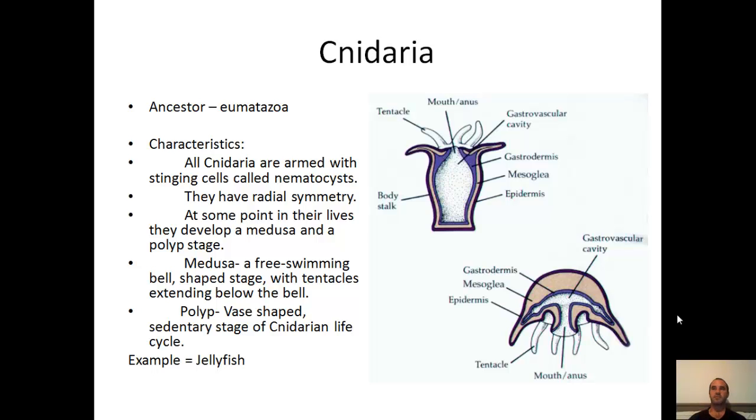And for any of these slides, if I'm going too fast, just pause it and make sure you get down all the info. You don't have to write it word for word. You can paraphrase it. Just make sure that you know what it is that you've written.